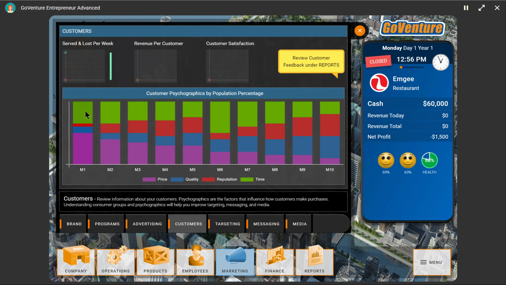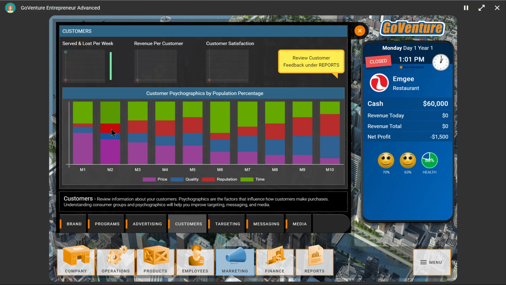But you'll notice the green bar is also pretty large as well. Green means time. That means these consumers also value time. They want quick service. So if I want to attract and keep these consumers happy in consumer group M1, I need to have a low price and fast service. That's what this is telling me. And you can see these other two factors of reputation and quality, they're still a factor as well, but much smaller influence than price and time.